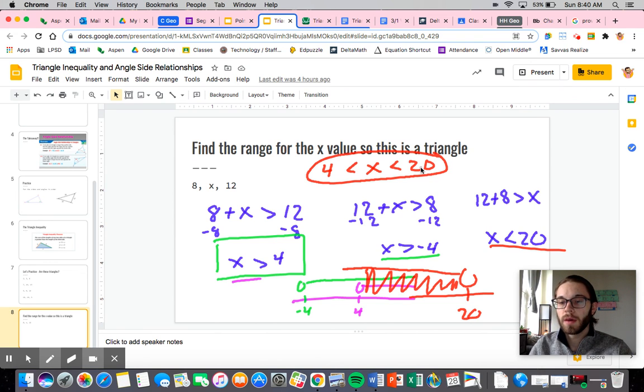All right. Okay. So that's everything you need to know about the triangle inequality and angle side relationships.